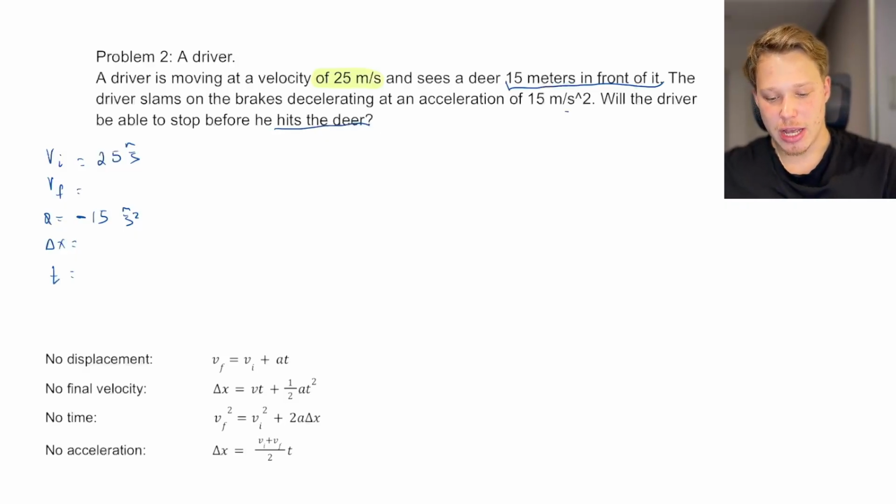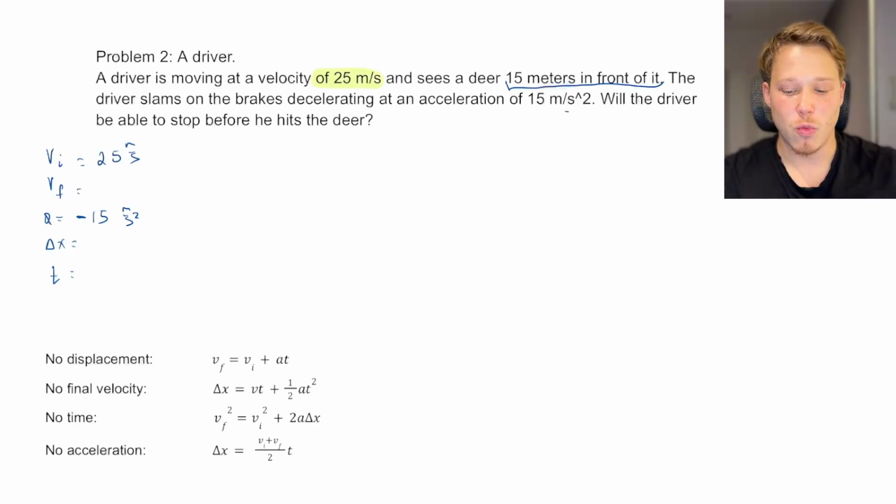So in this question, they're not asking for a variable directly, right? Meaning that they're not asking you what is the time, or what is the velocity. They're asking, will he hit the deer? So we need to translate that into finding what variable they want us to find.